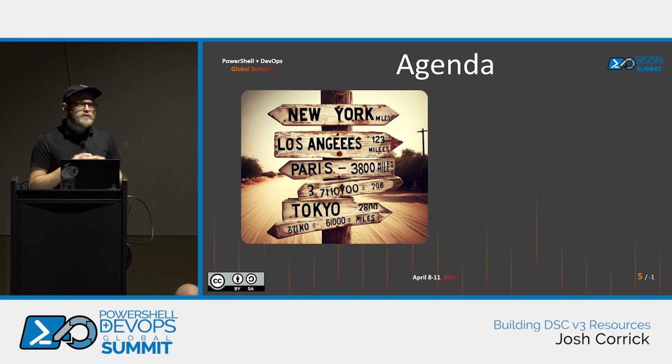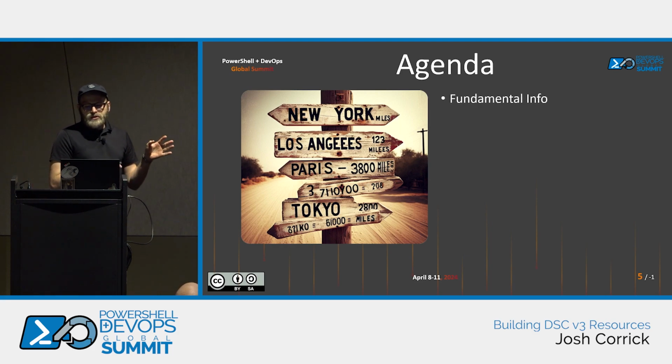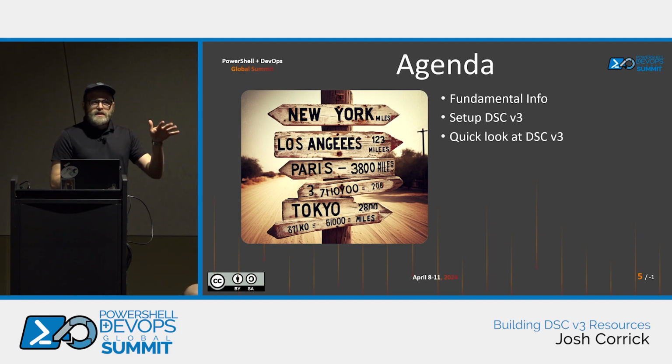For those of you who heard Michael's session, maybe this is a little bit of a refresher. But we're just going to cover fundamental information about DSC. We're going to set up DSC v3 on a lab machine. And then we'll take a look at some of the command line arguments, because Michael didn't go into that necessarily. He just talked about the features.